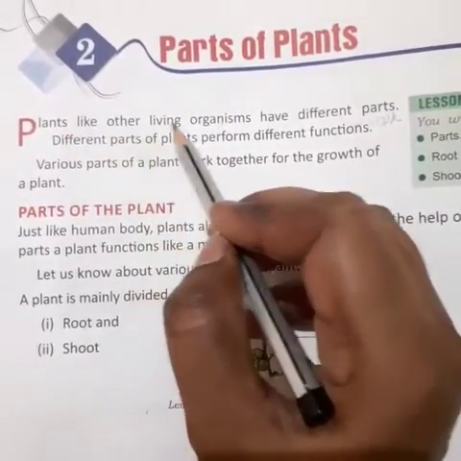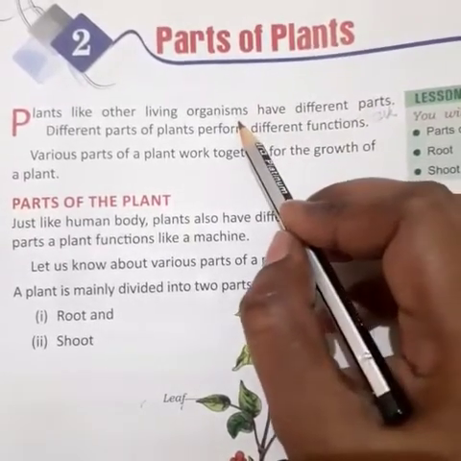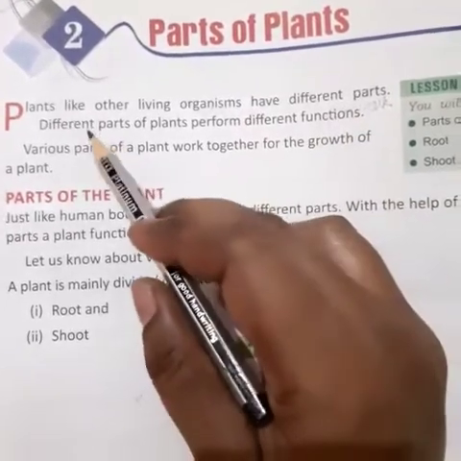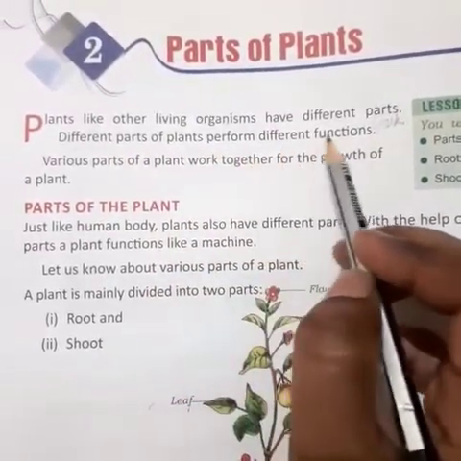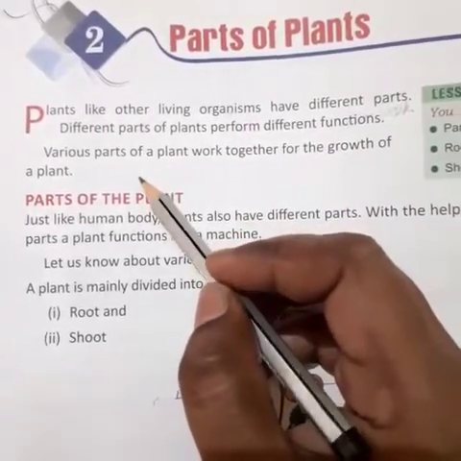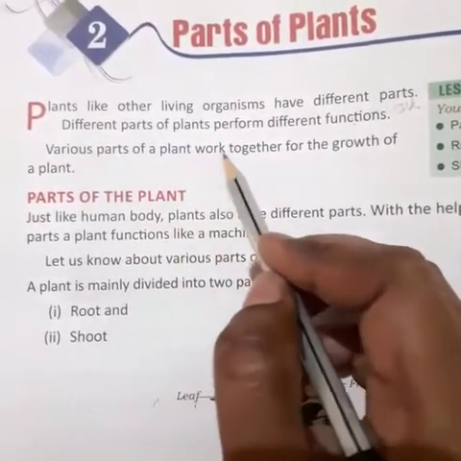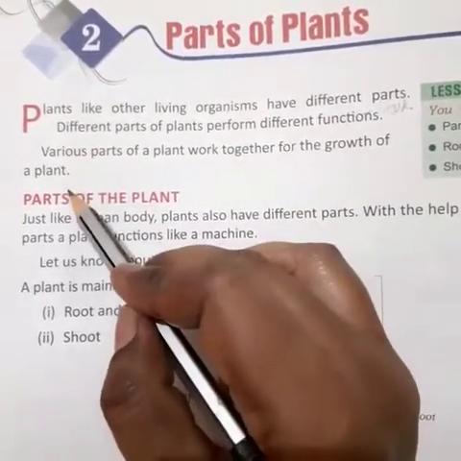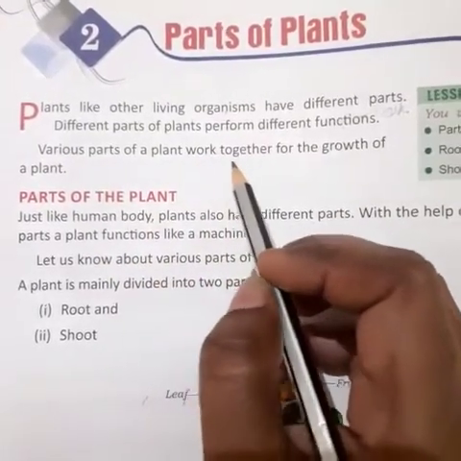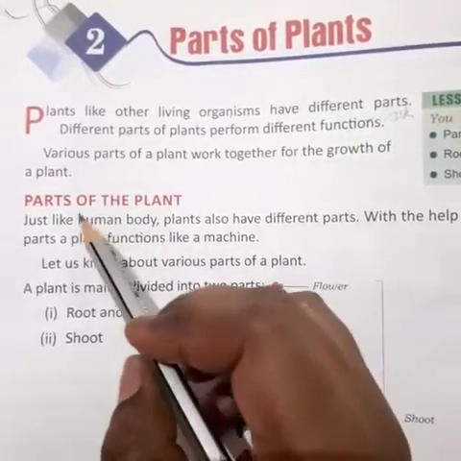Plants, like other living organisms, have different parts. Organism means living things, creatures, animals. Different parts of plants perform different functions. Function means work, or an activity or purpose. Various parts of plants work together for the growth of a plant. Various means different parts of the plant work together for growth. Growth means development of a plant.